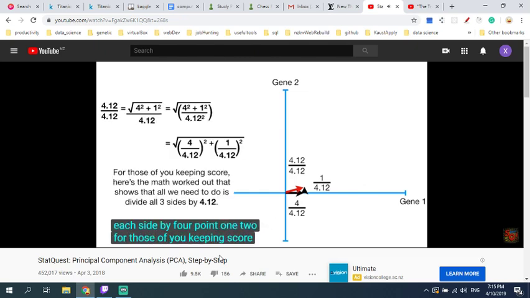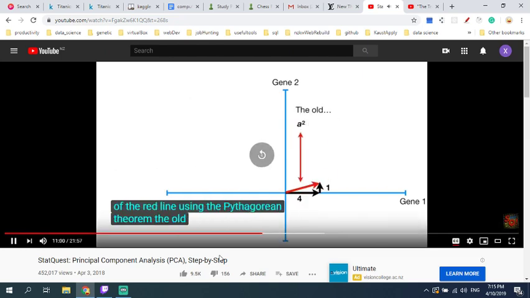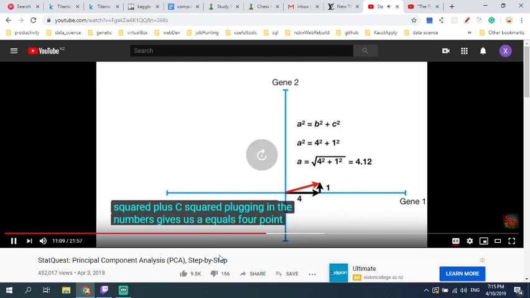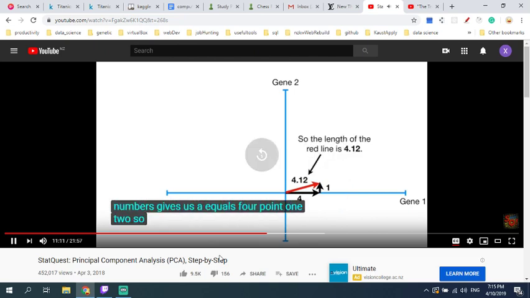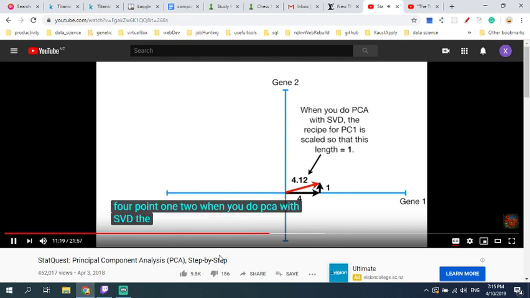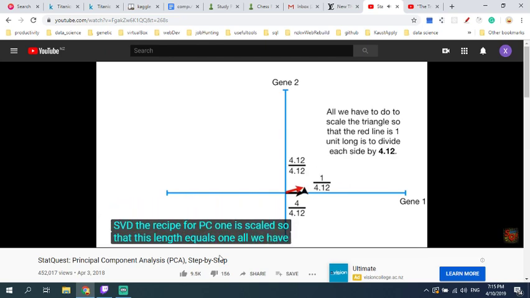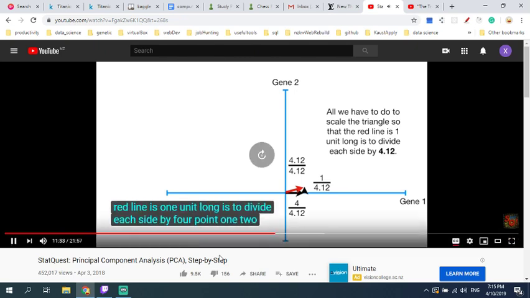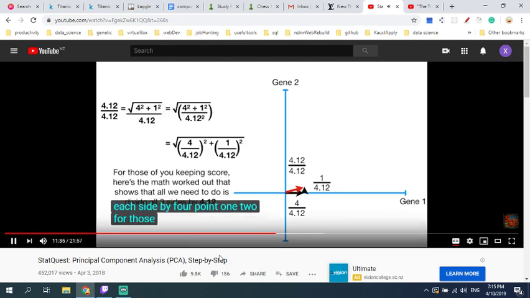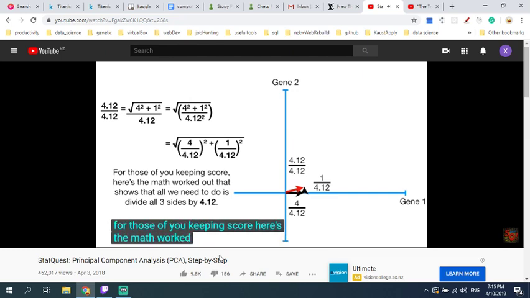For those of you keeping score, here's the math worked out that shows that all we need to do is divide all 3 sides by 4.12.